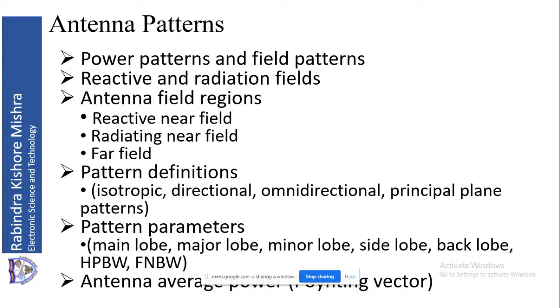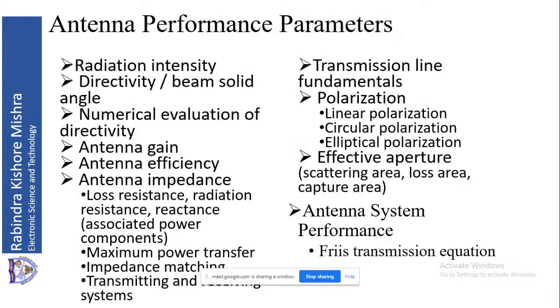Next is antenna performance parameter. In the performance, you have found out what is the radiation intensity, the directivity and beam solid angle, then numerical evaluation of directivity. This will be a question in section B. Numerical evaluation can be a question in section B. Again, all these can be questions in section B or definitions in section A. You can have some simple numerical problems in section B.